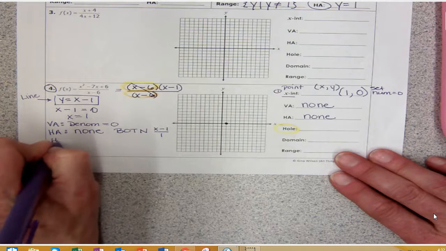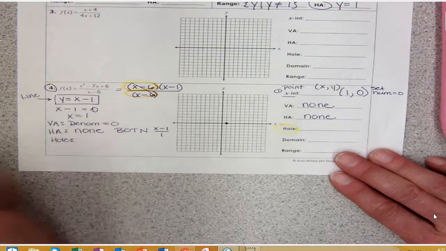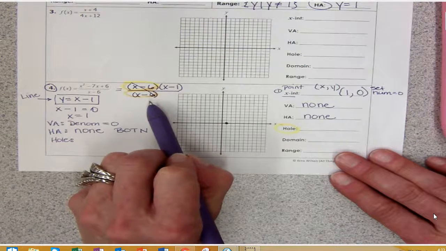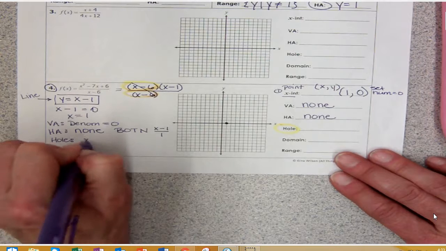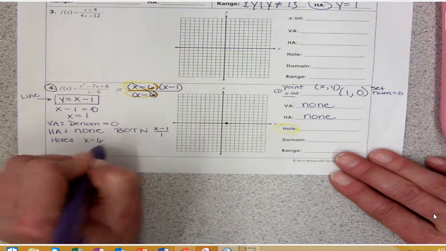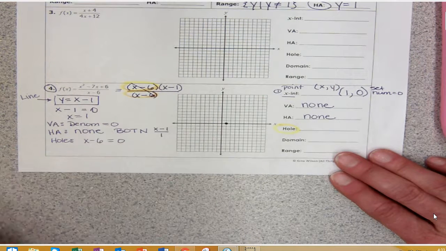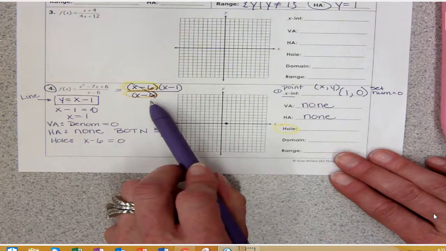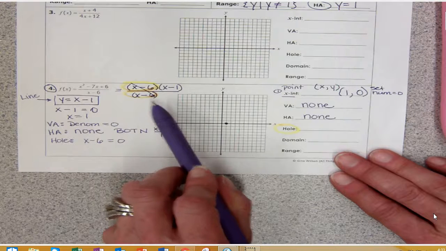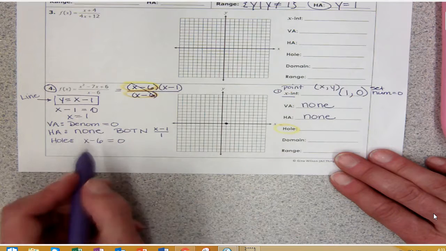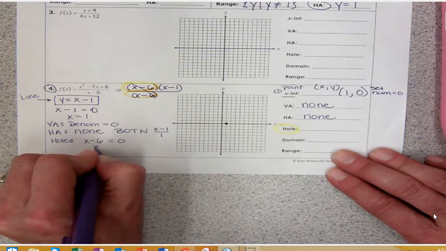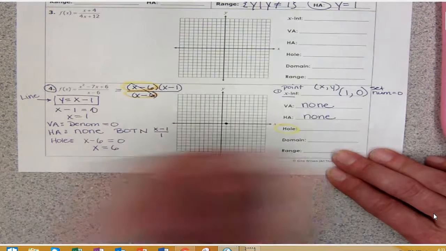Now let's deal with our hole. I know there's going to be a hole where this would equal 0, because if there was a 0, then that would create that to be undefined, even though they cancel each other out. So there is a hole where x equals 6.